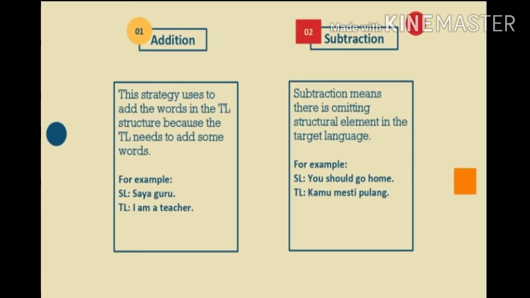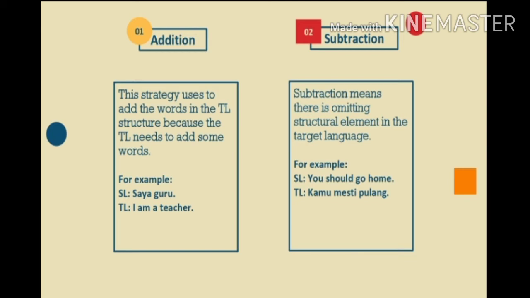Addition. This strategy uses to add the words in the target language structure because the target language needs to add some words. For example, source language, saya guru. Target language, I am a teacher. In this example here, the words am and a must be added in order to be accepted in the target language structure.